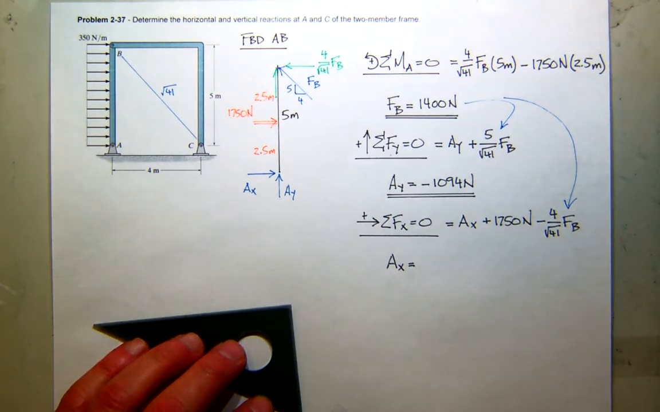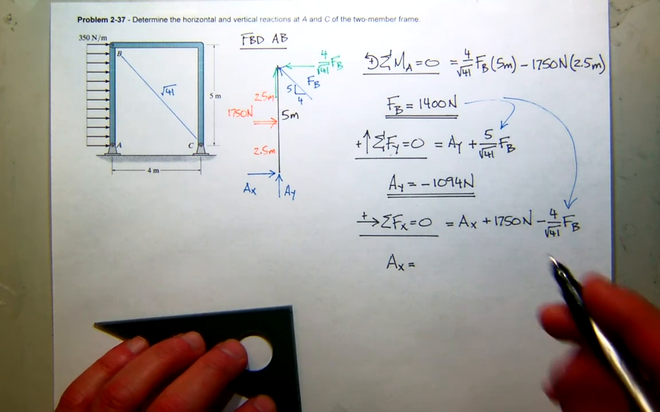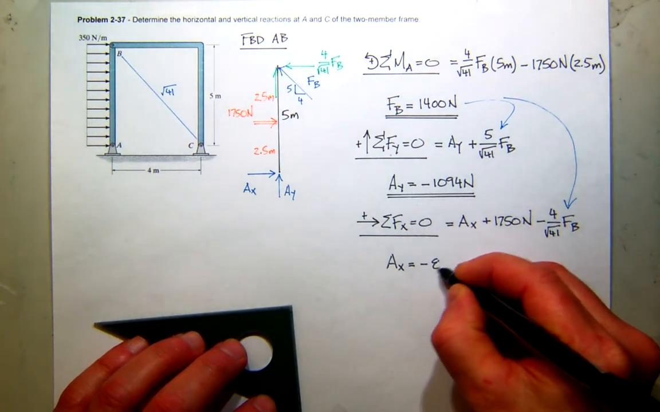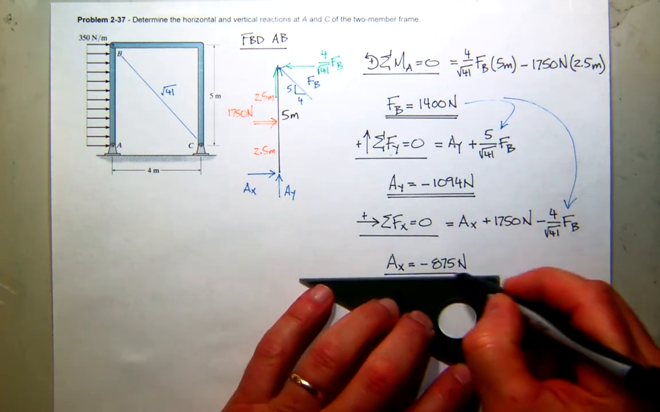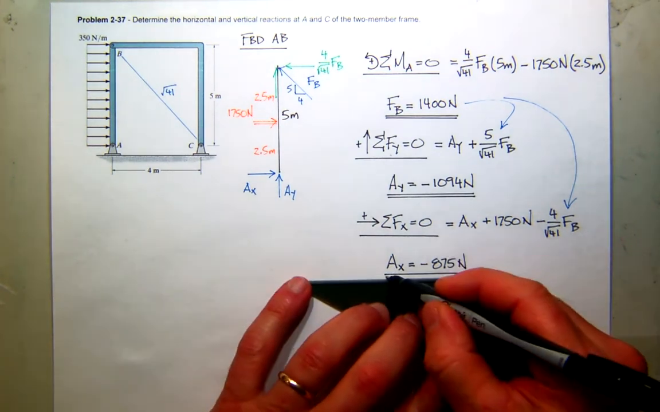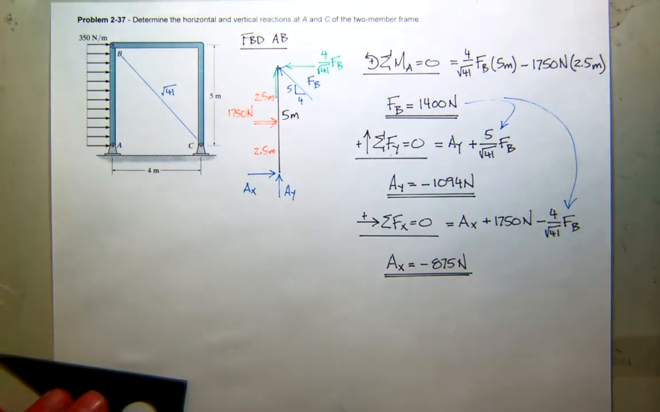I think it's going to be negative, isn't it? Maybe not. Yeah, I think it is negative. What'd you get? 875. Anybody else? Yes. Yep. Okay. All right. Cool. Are we done?